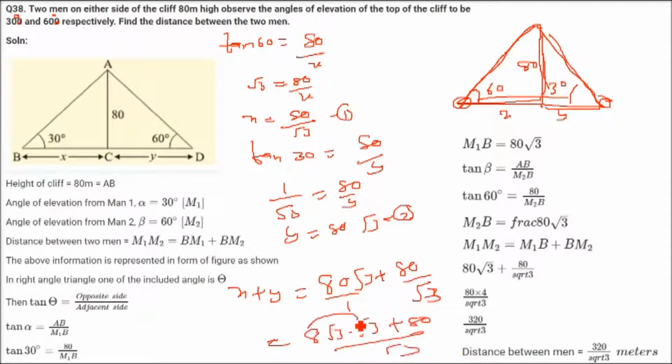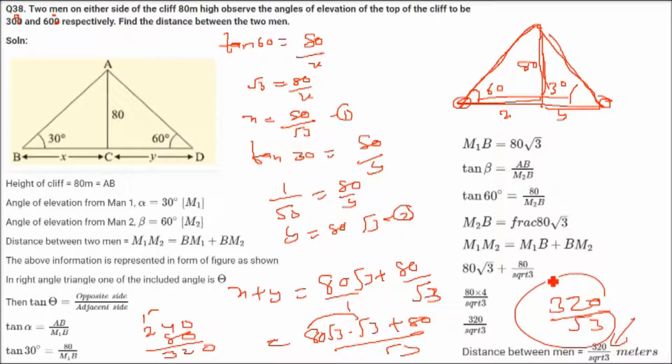So root 3 into root 3 is 3. So 80 into 3 is 240. And this is 80. 240 plus 80 is 320. So this will be 320 by root 3. This is the answer.